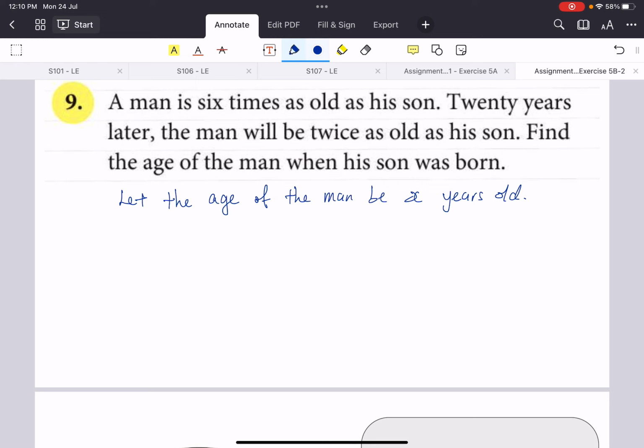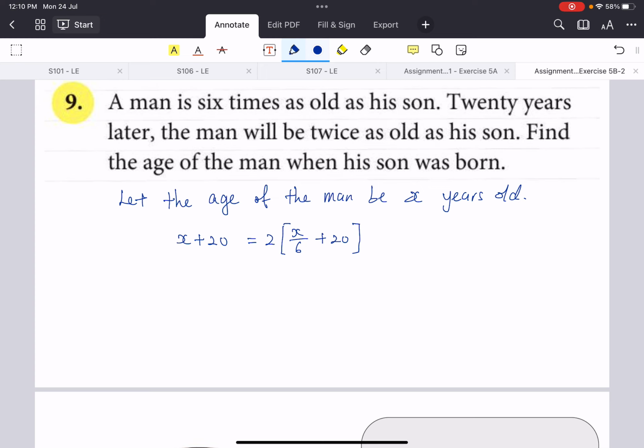20 years later, right? So 20 years later, the man will be x plus 20, and the son is going to be x over 6 plus 20. However, the man will be twice as old as his son, so this is actually 2 times. So this is the equation. So let's take a look again. The man's age is x.